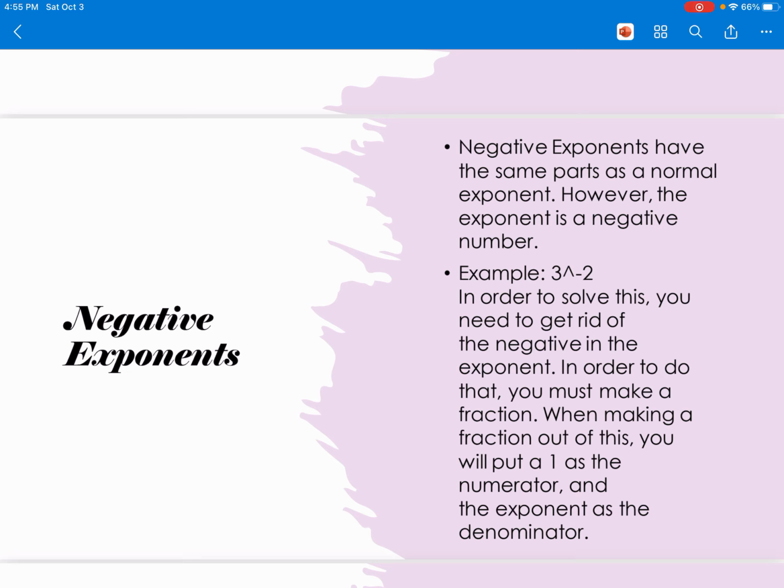In order to solve this, you need to get rid of the negative in the exponent. In order to do that, you must make a fraction out of your exponent. When making a fraction, you will put a 1 as the numerator and the exponent as the denominator.